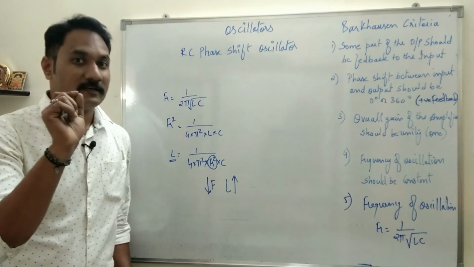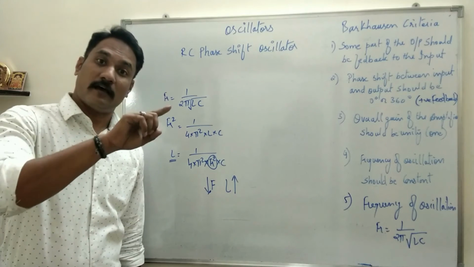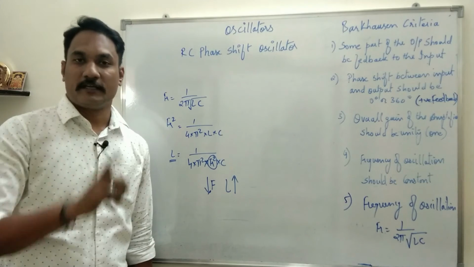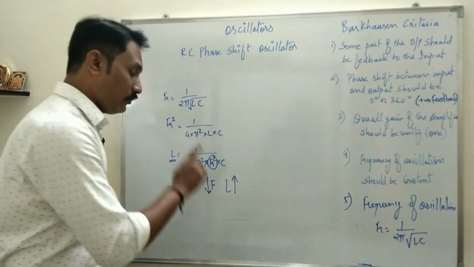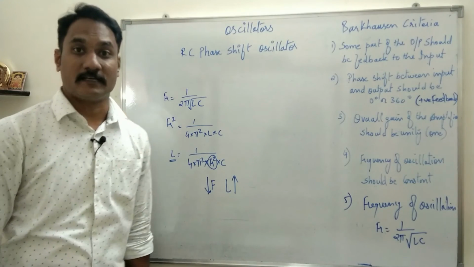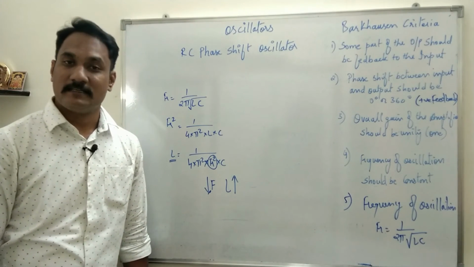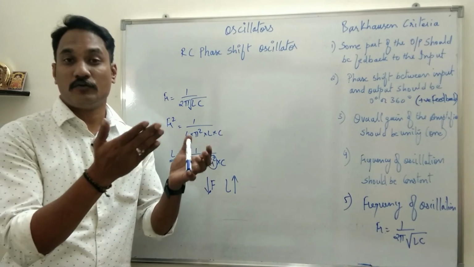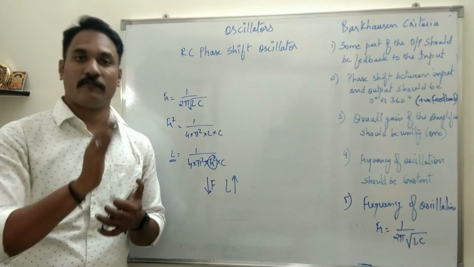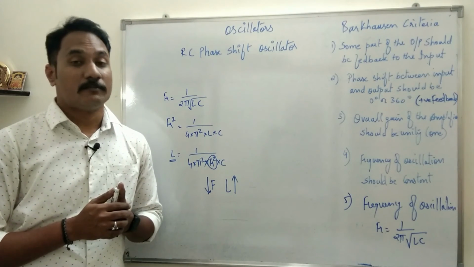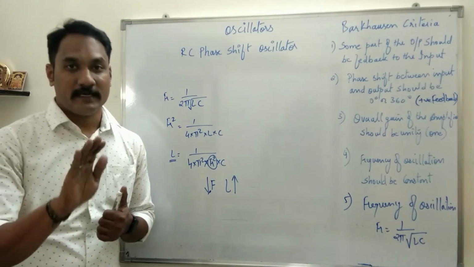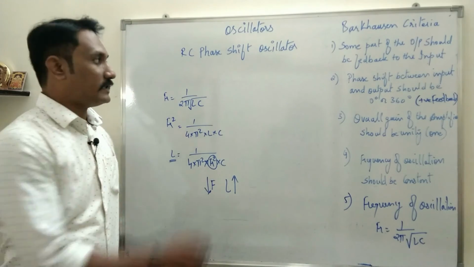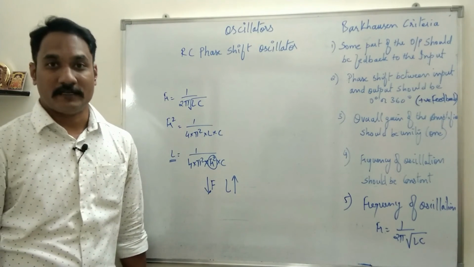So there is one disadvantage related to LC oscillators, that is Hartley and Colpitt both. They cannot be used for low frequency, because at low frequency the inductor value increases. That means the physical size of the inductor increases, and it is not feasible to use that inductor in the LC oscillator, and therefore LC oscillators cannot be used for low frequency signals. There we replace the inductor by a resistance, a pure resistance. That type of oscillator is called an RC phase shift oscillator.